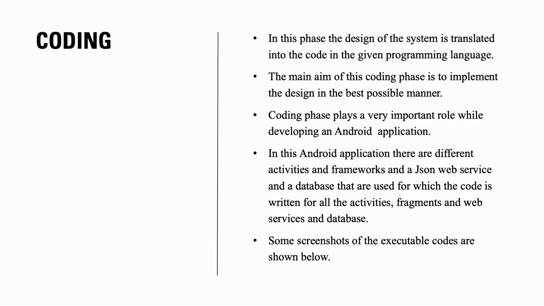Coming to the coding part, in this phase, the design of the system is translated into code in the given programming language. The main aim of this coding phase is to implement the design in the best possible manner. Coding phase plays a very important role while developing an Android application. In this Android application, there are different activities and frameworks and JSON web services and database, and we created the Java files for the backend for which the code is written for all the activities, fragments, and web services and database. Some screenshots of the execution codes are shown in the next slides.